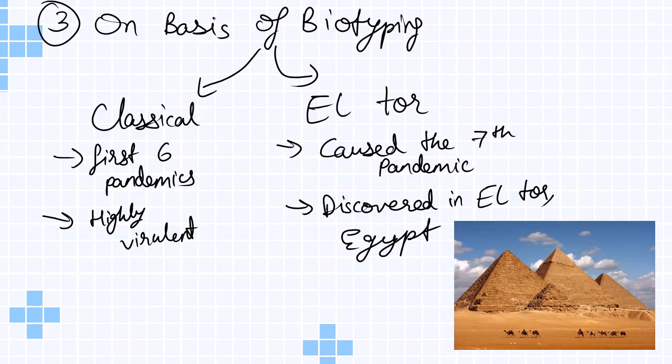Next is biotyping. There are two biotypes, classical and El Tor. The classical biotype caused the first six cholera pandemics and is considered highly virulent. The El Tor biotype caused the seventh pandemic and was discovered in El Tor, Egypt.